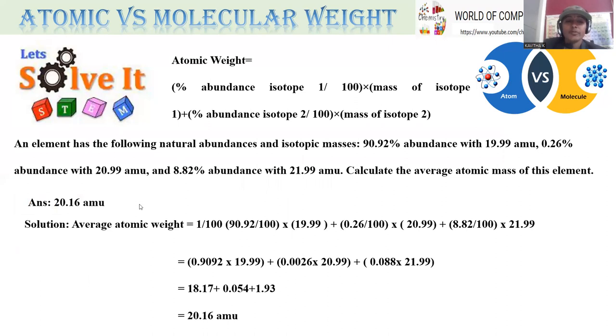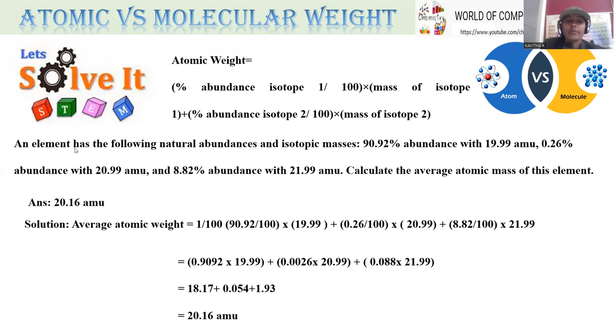Now we have another problem. This is somewhat complicated, and we already practiced it earlier. Based on the atomic weight formula, we are going to solve the problem. An element has the following natural abundances and isotopic masses: 90.92% abundance with 19.99 atomic mass units, 0.26% abundance with 20.99 atomic mass units, and 8.82% abundance with 21.99 atomic mass units. Calculate the average atomic mass of this element.